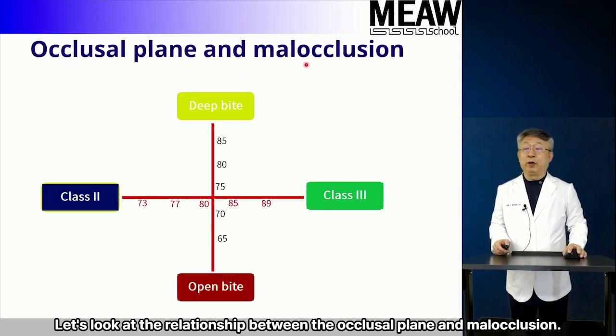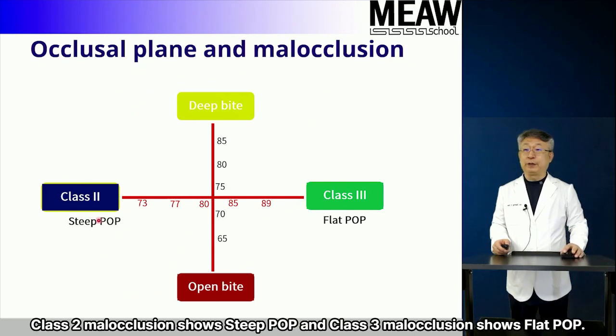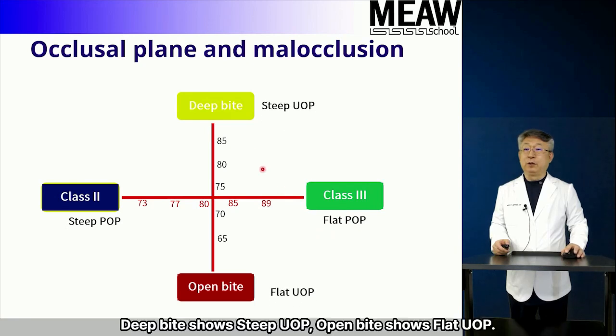Let's look at the relationship between the occlusal plane and malocclusion. Class 2 malocclusion shows steep POP, and Class 3 malocclusion shows flat POP. Deep bite shows steep UOP, open bite shows flat UOP.